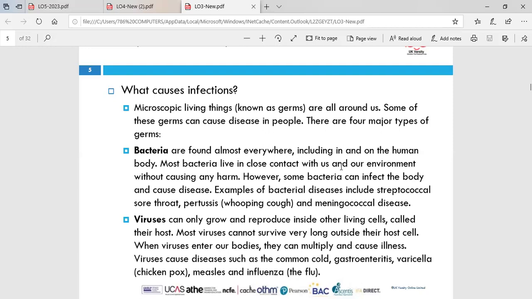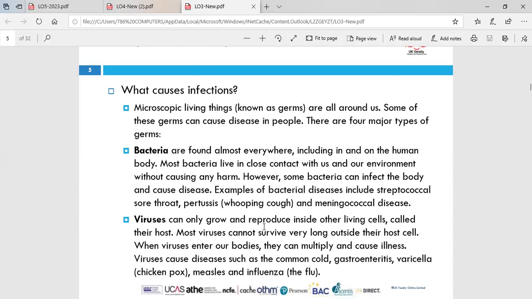But some bacteria can infect the body and cause disease. These include streptococcal sore throat, pertussis, which causes whooping cough, and meningococcal disease, which is very dangerous. There are certain people in whom these infections are seen most commonly. We'll talk about why these people more commonly have to deal with these infections.